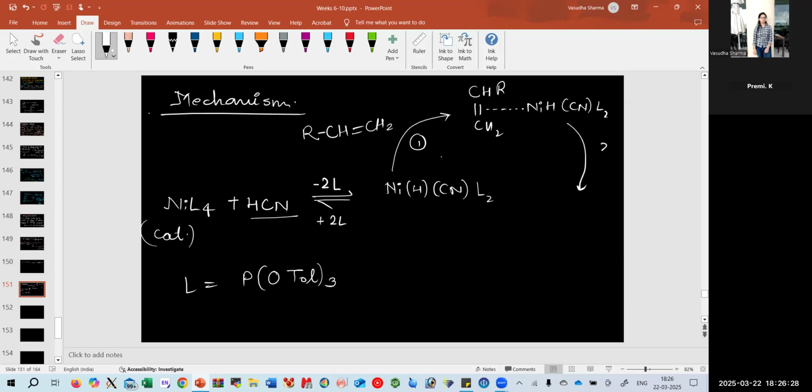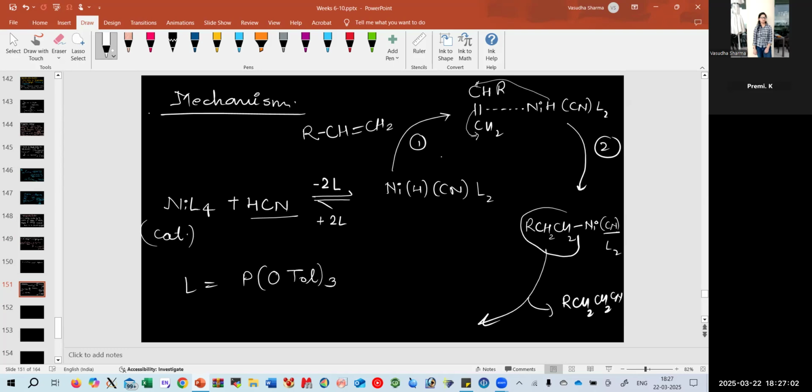Followed by that, the second step would be, once it is interacting, it will form an RCH2CH2 sigma bond with nickel. The hydrogen will be transferring to one position, going this side, and the pi bond would shift to your CH2, having a negative charge and then binding with nickel. And nickel would end up having CN and 2 ligands. Now at this step, this RCH2CH2 can bind with your CN and leave as your product RCH2CH2CN, where the hydrocyanation has happened, and it would release Ni L2.